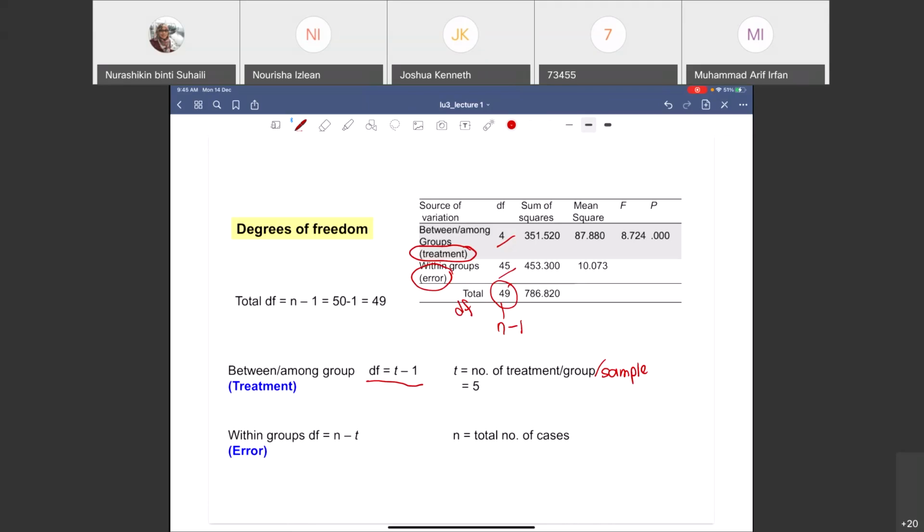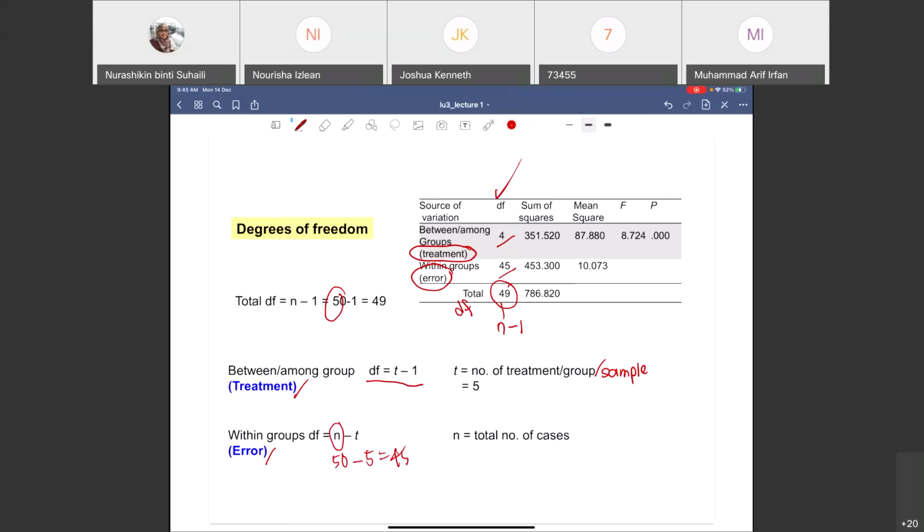So for the DF for the error, or within the groups, we have the formula n minus t. So you have to identify first n, which is 50, not 49. The 49 just now is the DF for the total. So n in this case is 50, and t is given as 5, so it's 45. So that's why we got 45 here. So the formula is n minus t for the error, t minus 1 for the treatment, and n minus 1 for the total. Okay, so this is for this column.